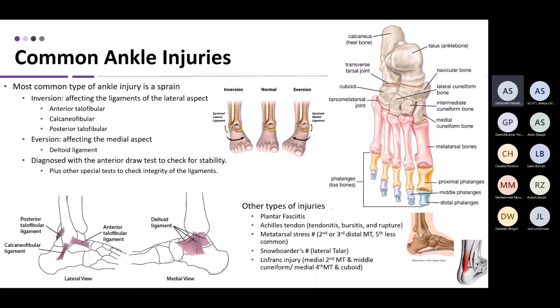Your eversion injuries, there's just the deltoid ligament there, and this is when you turn your foot outwards, so the inside of your foot is being stretched. And this is quite rare, but it does happen to actually sprain this too. And the way to check this is doing the anterior drawer test, where you try and pull the ankle forward to see if there's any instability there. And very similar to the anterior drawer test that you can do with your knee as well, to look for any kind of ligament injuries there. And these are just diagrams which I put there just for your own learning as well.